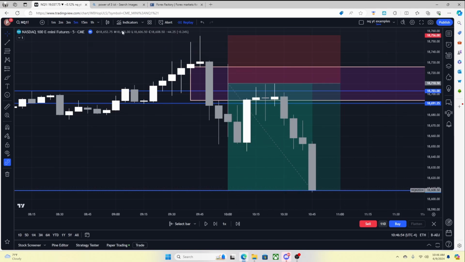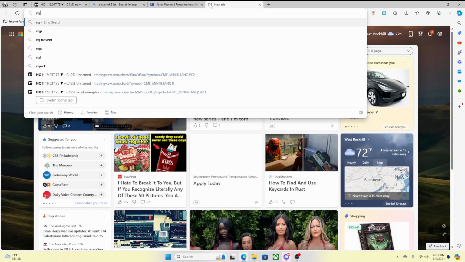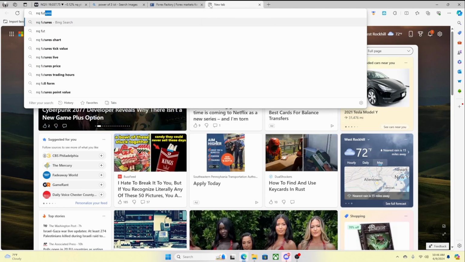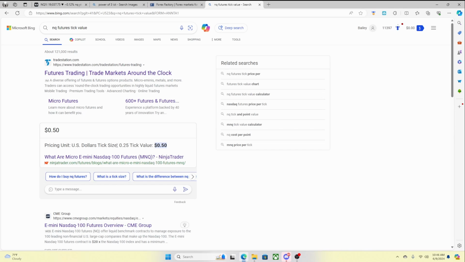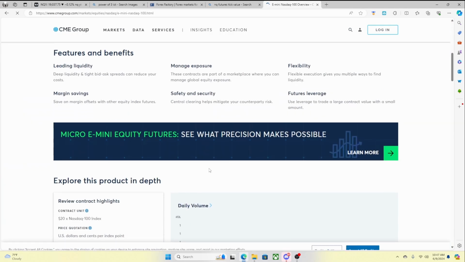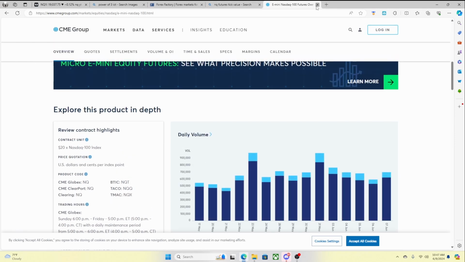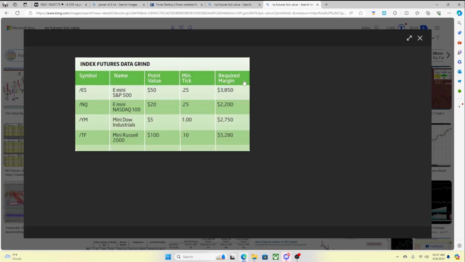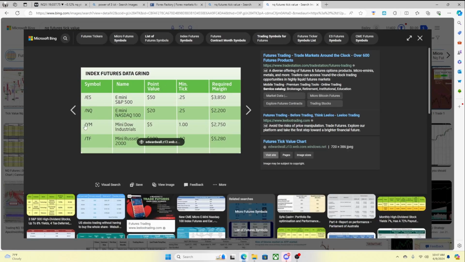And if you remember what I told you about the contract values, hold on one second, just wanted to pull it up to show you. See if I can find it. So for NQ here, every 1 point is equal to $20. So every 10 points you move, right? If you buy 1 mini, every 10 points you move is equal to $200.